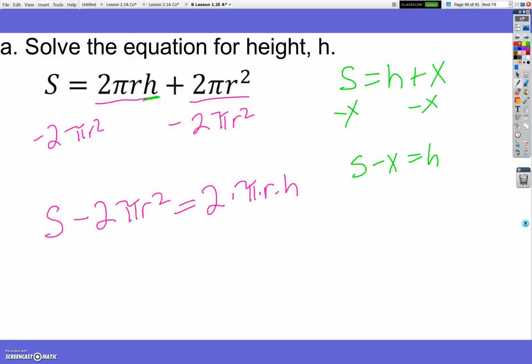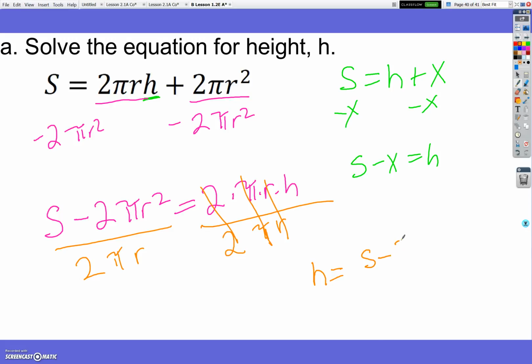Since that's all multiplication, to get rid of multiplication, what I do is I divide both sides by 2 to have these cancel, by pi to have these cancel, by r to have those cancel, and I'm left with just h, which means the height is equal to the surface area minus 2 pi r squared divided by 2 pi r.